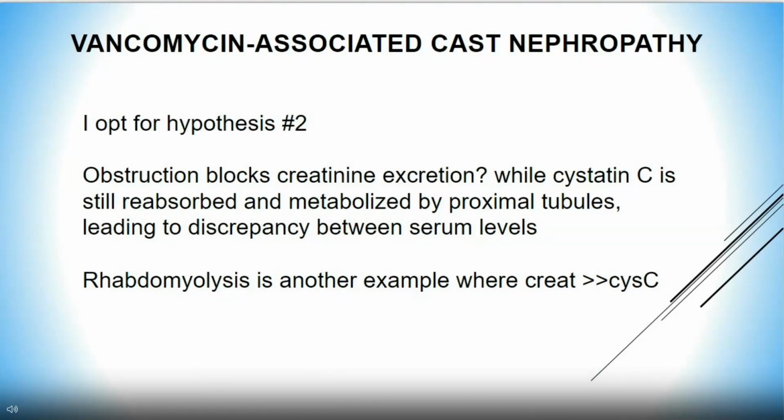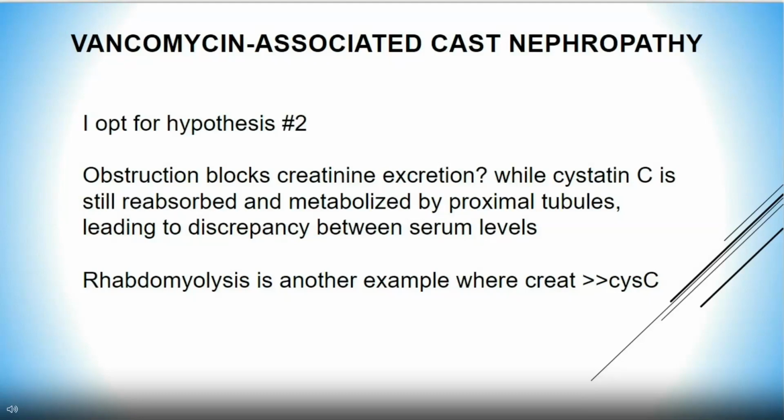I think it would explain why the creatinine and the cystatin C are so widely different. The obstruction probably blocks the creatinine excretion, leading to a high serum creatinine level. But the cystatin C is reabsorbed and metabolized by the proximal tubules, and this can still happen, which explains why the cystatin C level is lower.